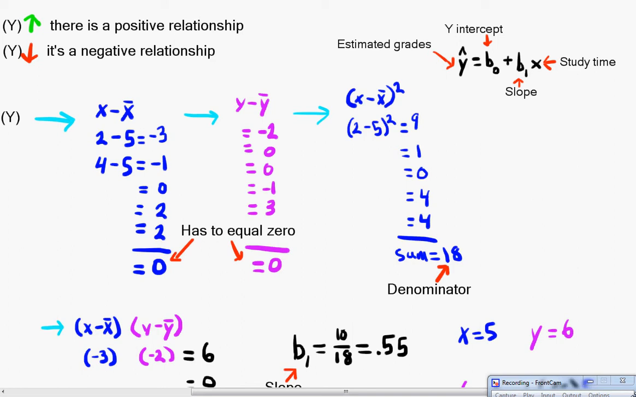Okay, so in this video I'm going to talk about regression and what a regression line is and just how to interpret the formula. Okay, so let's start off with that.